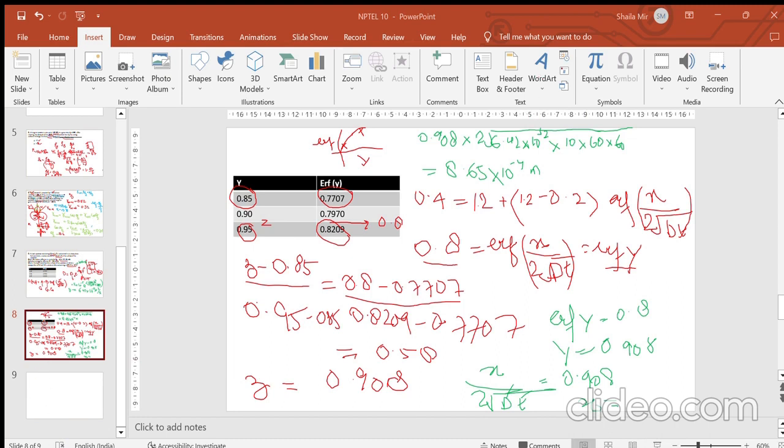So I can also convert it to microns. So this will be 865 micrometers. So this is the depth. That means that because the surface is carbonized, only at a depth of 865 micrometers you will have a concentration of 0.4 percent carbon. So this is your answer.